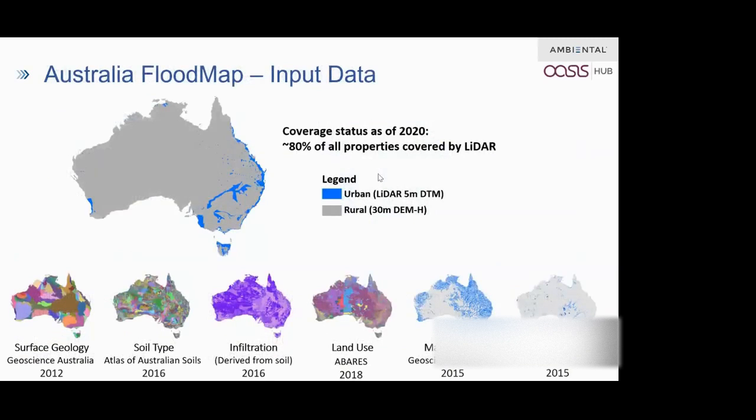So here's what the input data for the hazard and for the exposure data goes into. So we have the coverage status as of 2020, we have 80% of all the properties covered by LiDAR. The blue color represents the urban model, and the gray one goes for the rural one. So this is just a pictorial representation of what we have in there. Next slide, please.